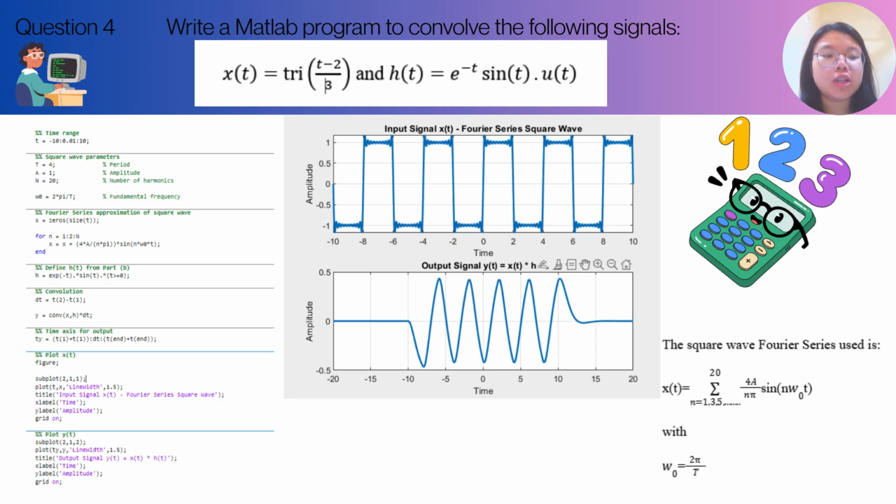The correct approach: dt equals 0.01, view xt by summing odd harmonics up to n equals 21. Properly define ht using ut, t greater than or equal to 0. Compute the convolution as y equals convolution of x and h times dt, and plot ty against the correct output time axis ty ranging from negative 20 to 20. The result shows the square wave being smoothed and modulated by the decaying sine response.